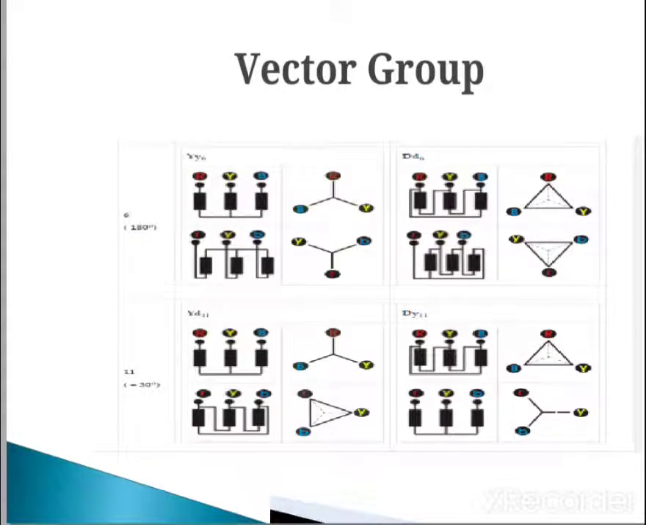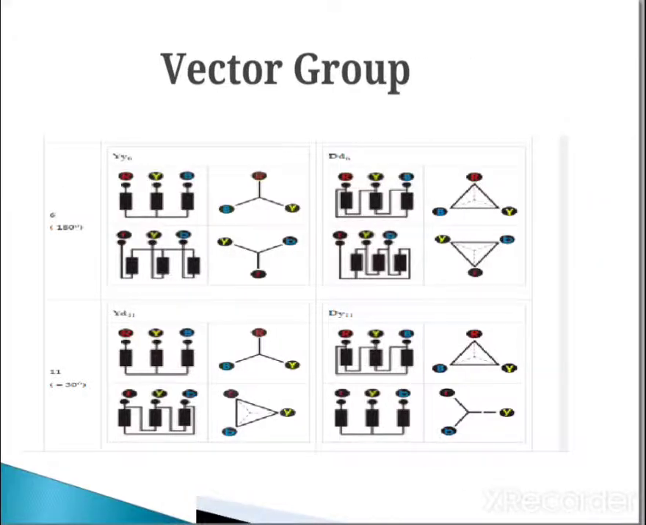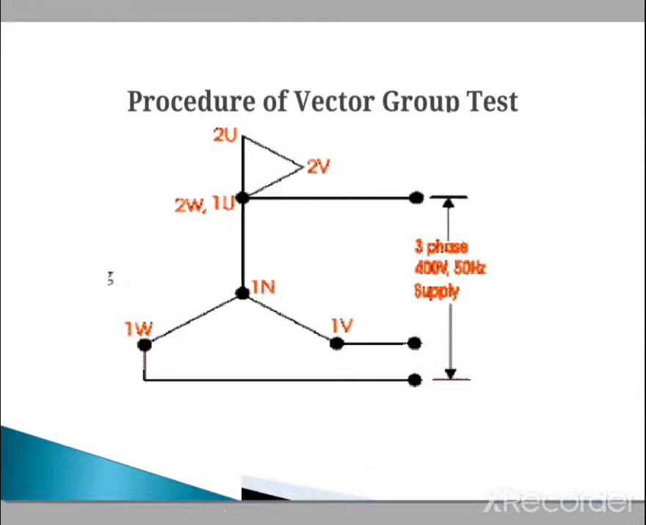Then we have to discuss the procedure for the vector group test of transformer. This is the diagram for the vector group of transformer. Then we have to follow different steps to conduct the test on the transformer.